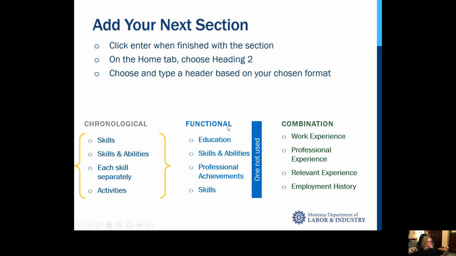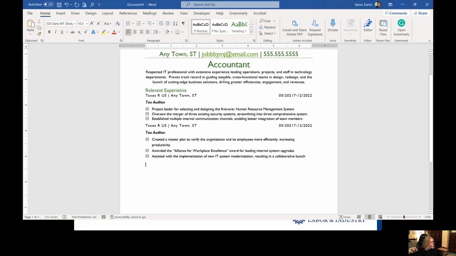And what this is telling you is that in your next section, if you were doing functional, you would be choosing education at first, and then maybe skills and abilities. If you were doing combination, you might do work experience next, or maybe, it's totally up to you. So here, we're going to go back to our Word doc, start working on skills.